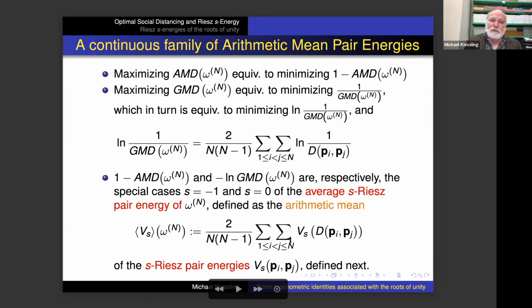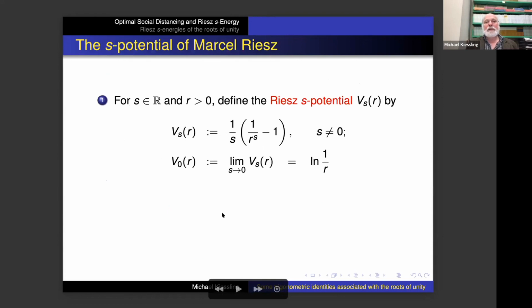And so when you choose S, you average the Riesz pair energy, defined on the next page, over all possible pairs. Here's what that is. R stands for a positive distance, the Euclidean distance between 2 points. S is my real parameter, and I've defined it in this way. When S is not 0, it's essentially just 1 over R to the power S, but offset by -1, and then the whole thing multiplied by 1 over S. And when S is 0, then you take the limit and you get the log of 1 over R coming out. In the literature, usually that is written separately.